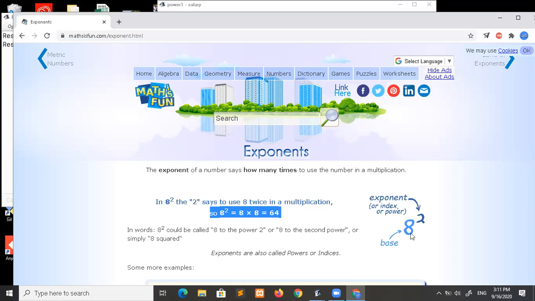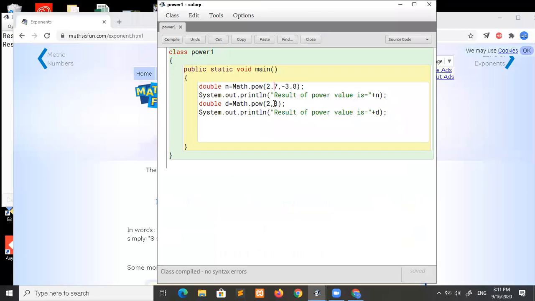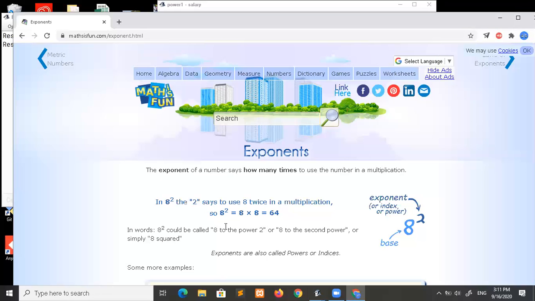Getting it? So 8 is the base, and just see on the right side, 2 is the exponent, or another name is the index, or another name is power, or I can also call it the magnitude. So these are the different terms which I'm making use of over here. In the technical term, we make use of pow, because it is stored inbuilt in the BlueJ library as pow for the power. Getting the concept? So this 8 square.